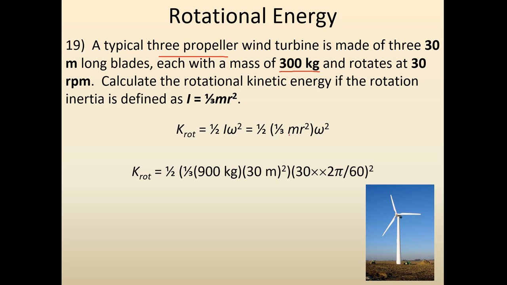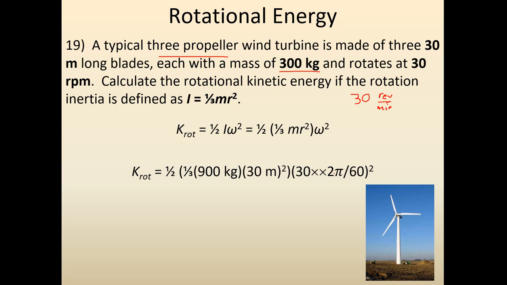It really doesn't matter. So the rotational kinetic energy is going to be 1/2 of this rotational inertia with 900 kilograms as the total mass, 30 being the length of the beams. And then we have 30 times 2 pi over 60. Now the reason I have to do this is because the 30 is in revolutions per minute.